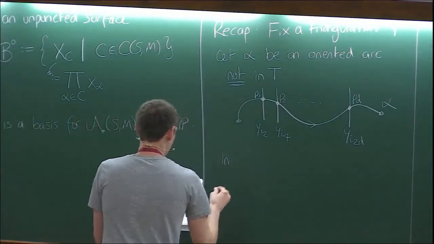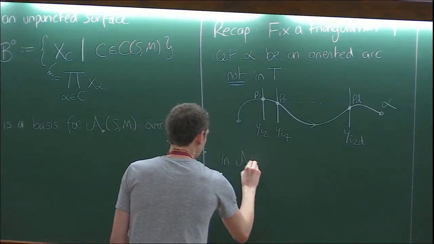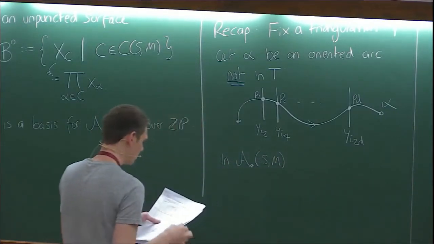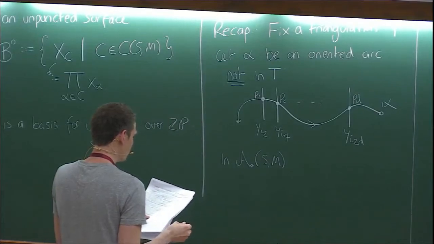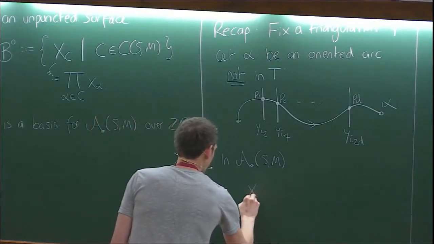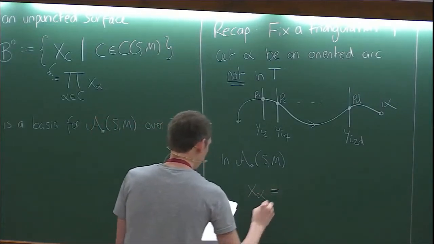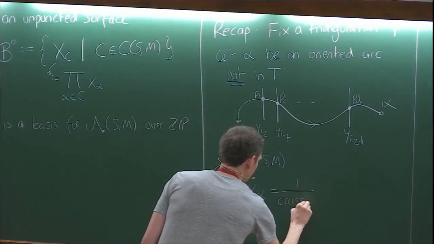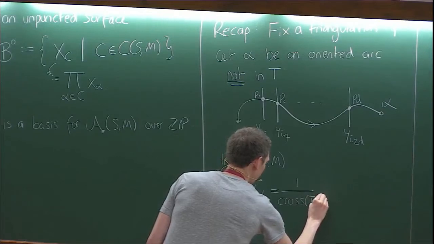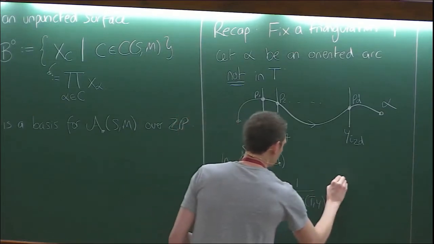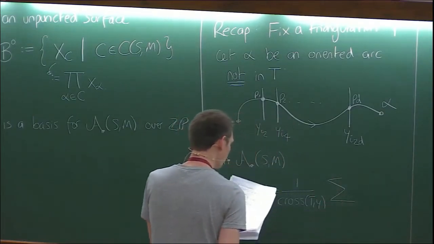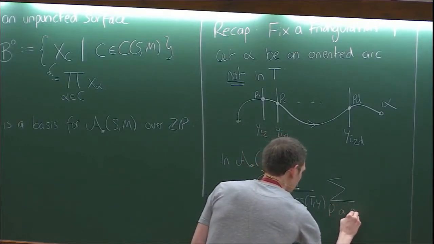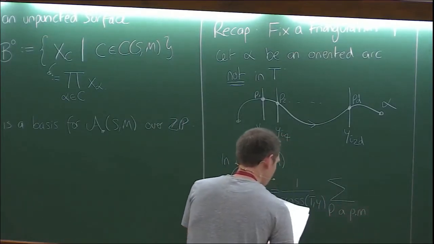And in the cluster algebra with principal coefficients, we noticed we had the following expansion. So it was written as 1 over the crossing monomial. And then we were summing over all perfect matchings of the snake graph. PM stands for perfect matching.